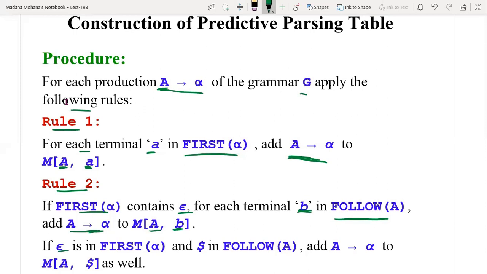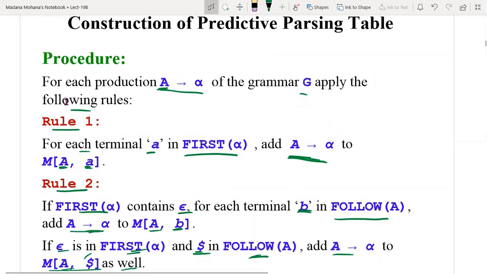So if epsilon is in first of alpha and dollar is in follow of A, now in this case also add A derives alpha to M of A on dollar as well. That means it is the same as rule 2. Epsilon is in first of alpha, and dollar is also in follow of A, let us assume. Then you have to add A derives alpha to the respective column dollar also, with the same variable A. So these are the two rules.